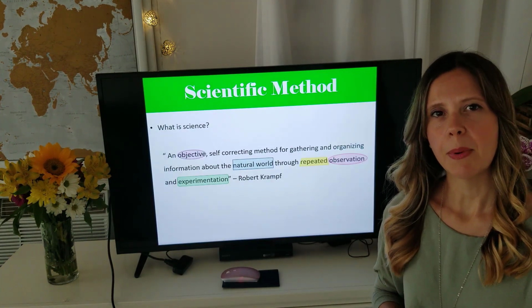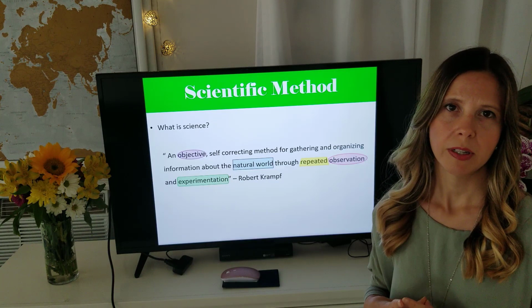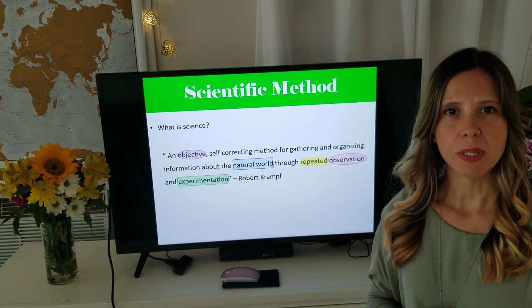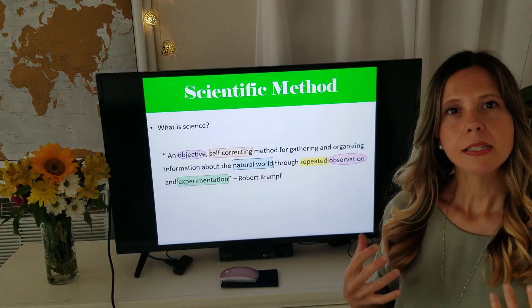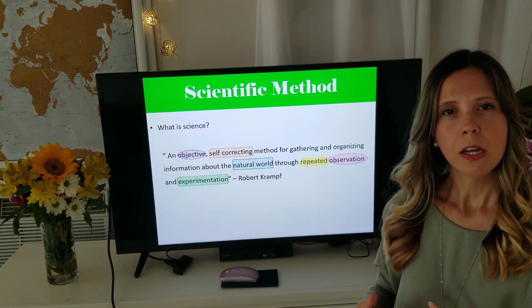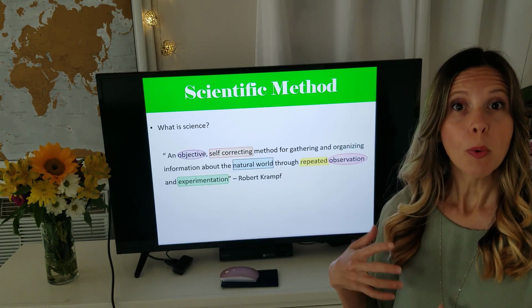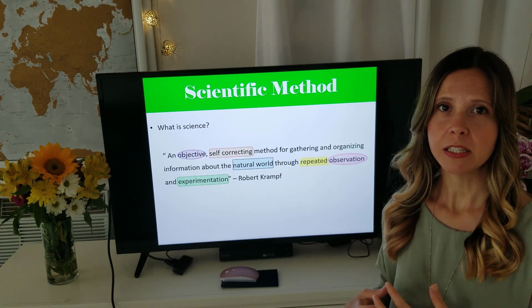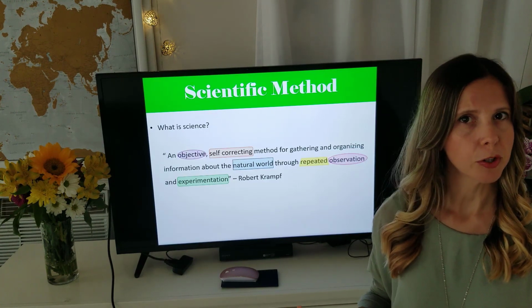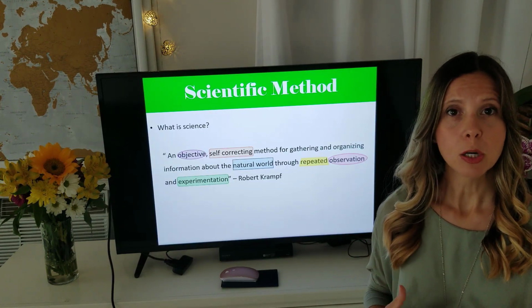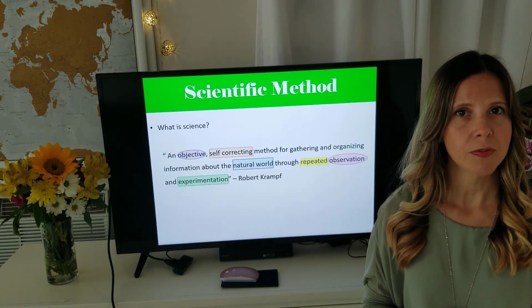The next important thing about science is that it's objective. It's not based on your own personal beliefs or bias, but has to be completely objective. Science is also self-correcting. So as we perform more experiments, as we do more observations, we can start changing our ideas. For example, we originally thought the world was flat. But as we've gained more information and more knowledge, we've realized that our globe is spherical.